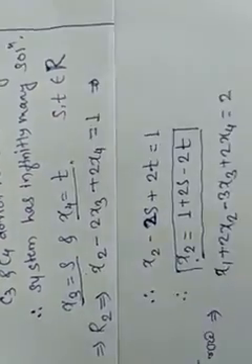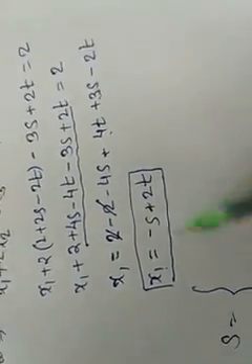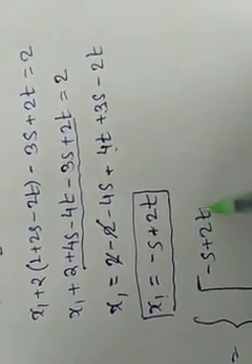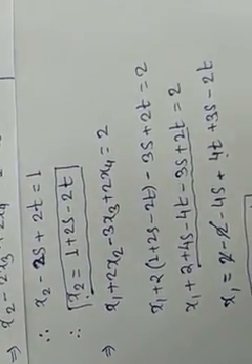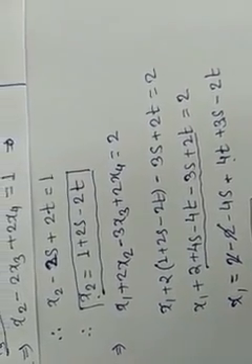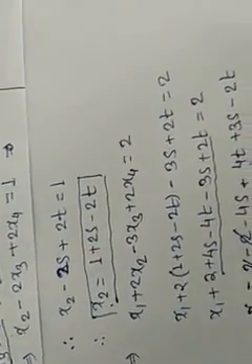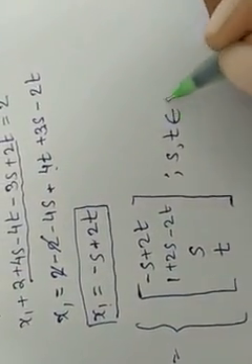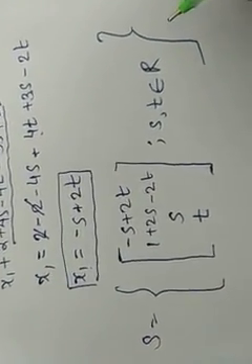So the solution set is a matrix. First, x1 is minus s plus 2t. Second, x2 is 1 plus 2s minus 2t. Then x3 is s and x4 is t, where s, t belong to R. Okay, which is our required solution.